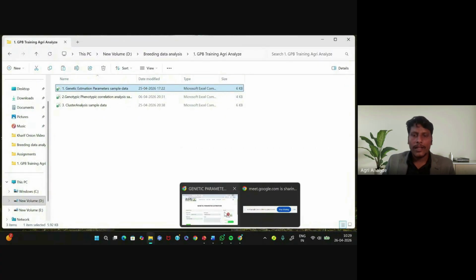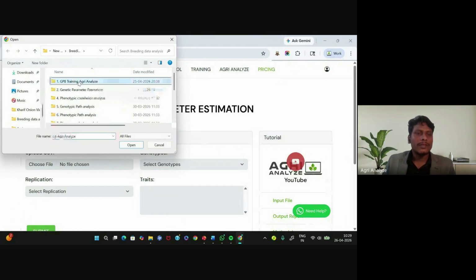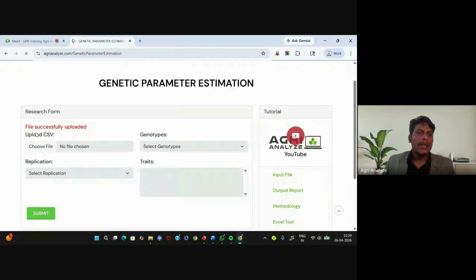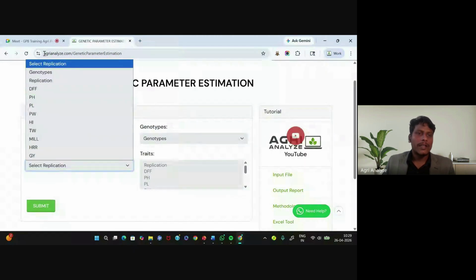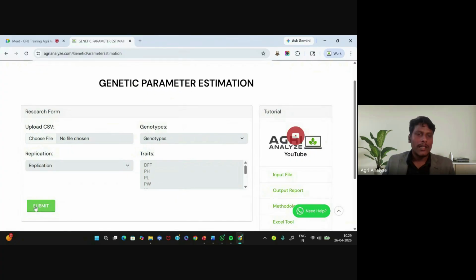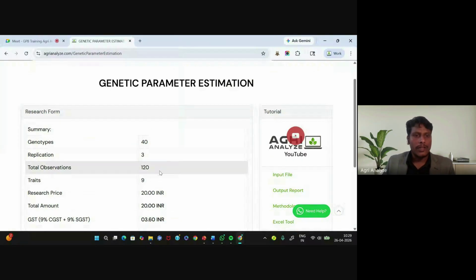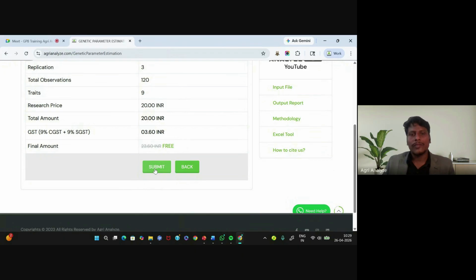Come again to the Agri Analyze application. Here choose the file and upload the CSV format. The file is successfully uploaded. Then select the genotypes, select the replication, and submit it. Here is the summary: number of genotypes 40, replications 3, total observations 120, and 9 traits. Okay, submit here.